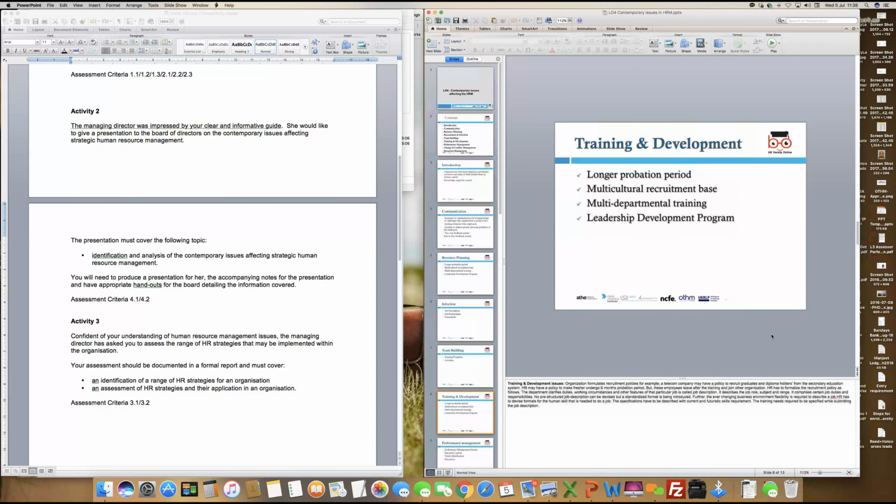Exactly. The other bit which I will pick up is training and development. Now, again, this is a typical issue when we look at, for example, a telecoms company like Vodafone. What tends to happen is that Vodafone, as a company, looks at recruiting fresh graduates or people who have just come out of their schooling, and taking them on as apprentices.